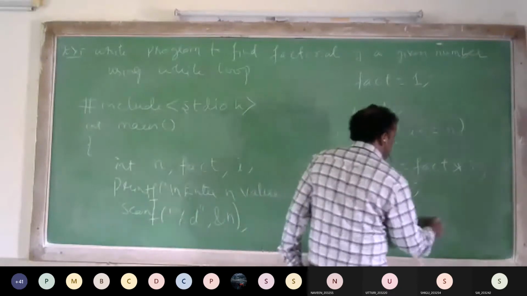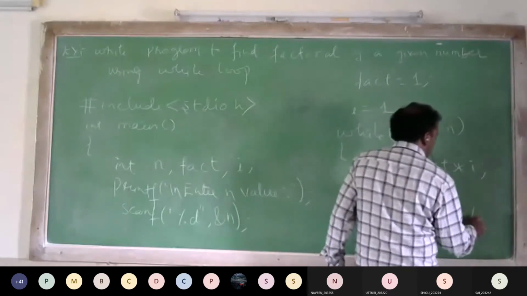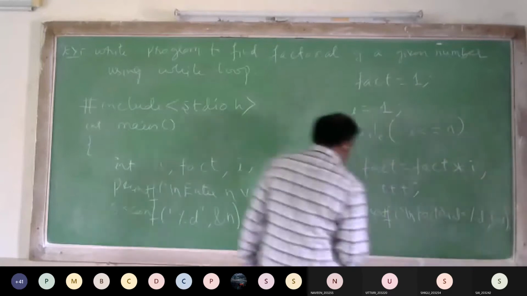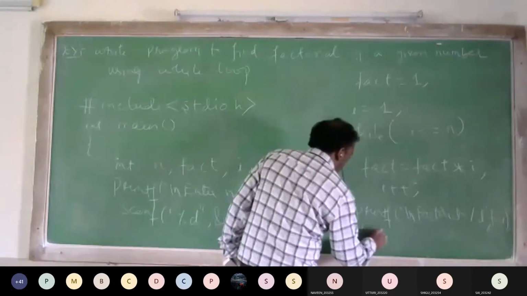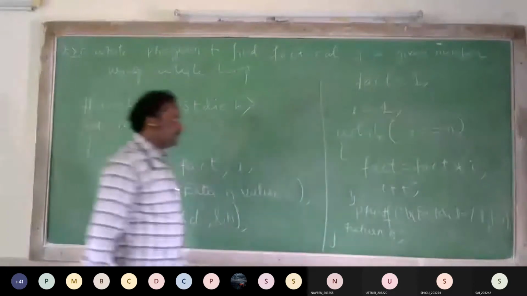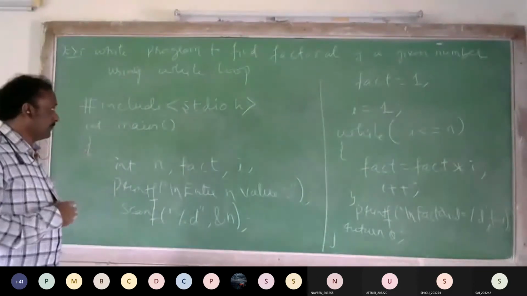printf \n factorial is equal to %d, fact. Return 0. This is our program.